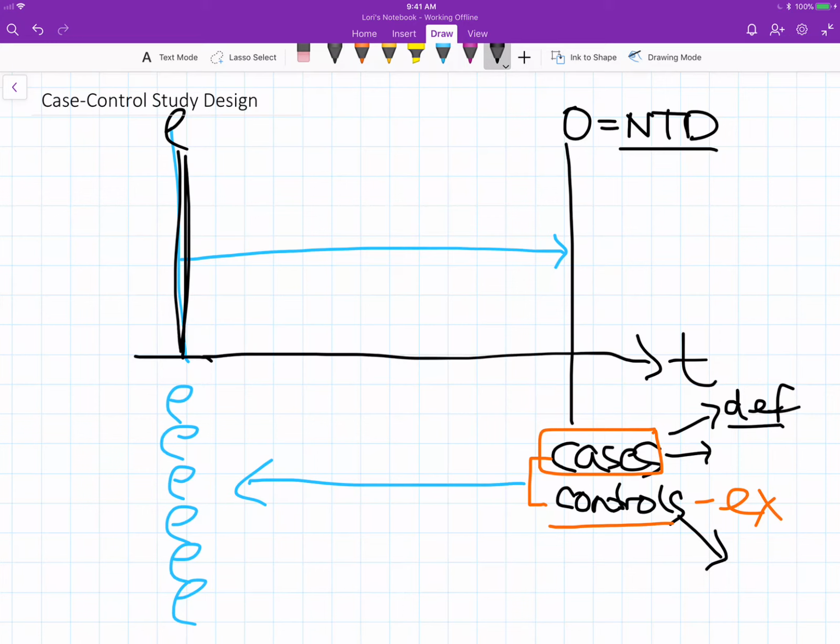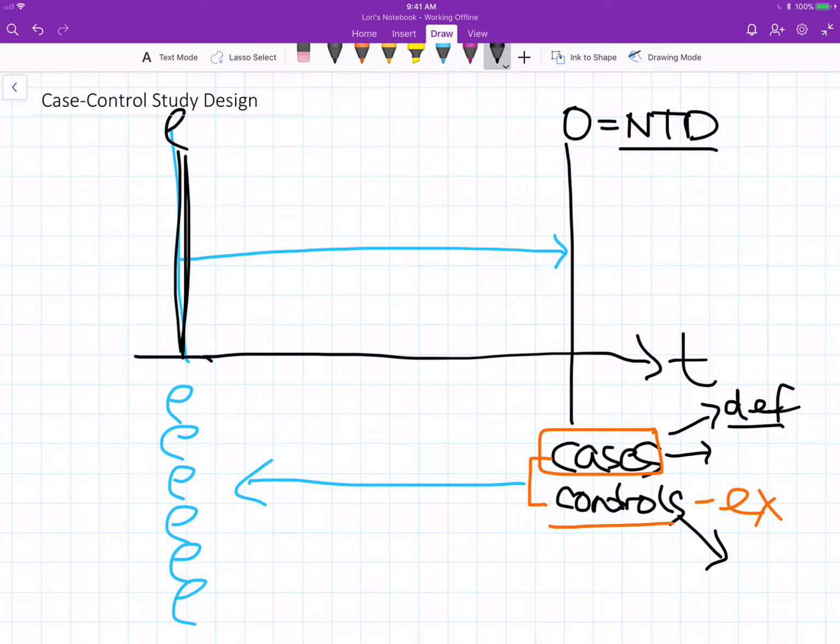Specifically, we would like to capture all of the cases in a particular population, and we do not want to capture as cases anyone who is not a case. So that would be the ideal. We would want to get every single case and no non-cases.